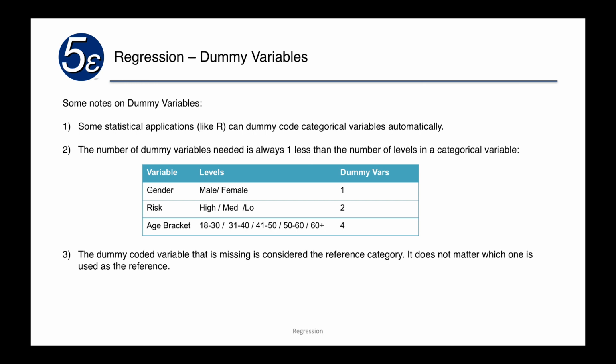The dummy-coded variable that is missing is always considered the reference category or control, and it does not matter which one we use as the reference.